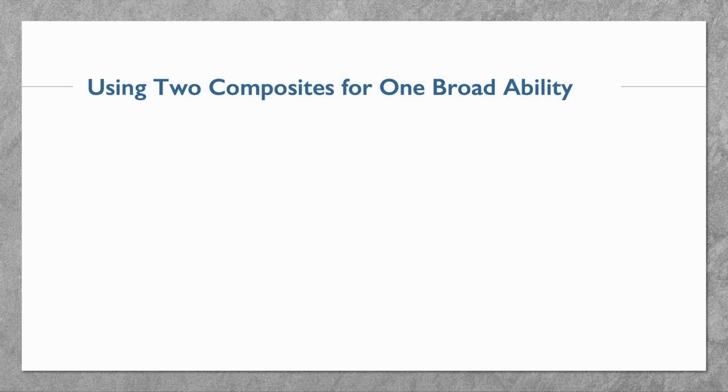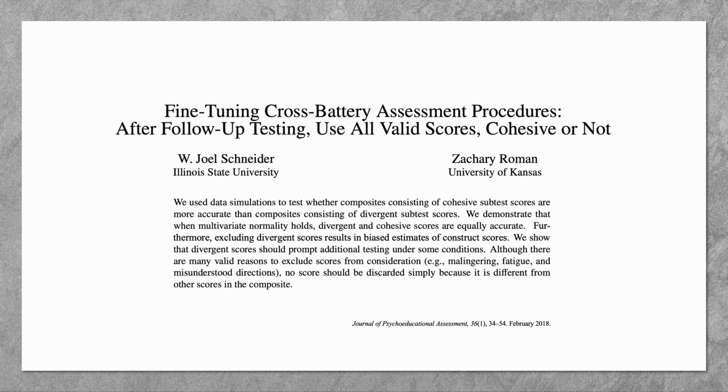If we're going to use 2 composites for 1 broad ability, my first question is, are the composites valid? Now in 2018, Schneider and Roman analyzed millions of data simulations and found that cohesion doesn't affect validity. And in fact, removing divergent subtests from your composite will make it less valid. And the DDC authors don't dispute this. They even reference this paper in the XBAS software. So again, their concern isn't whether non-cohesive composites are valid, but whether they're meaningful.